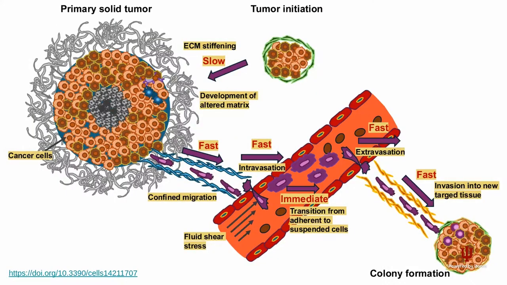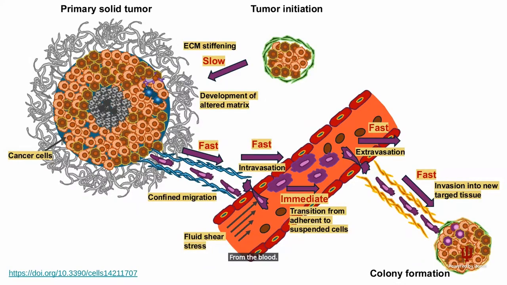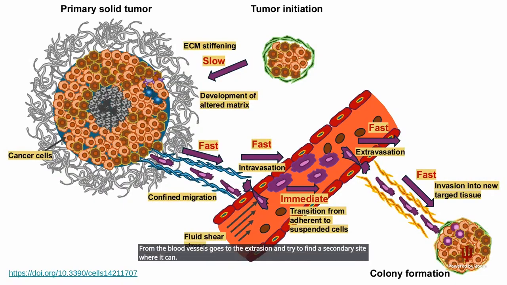Here we are generally explaining how a tumor starts to invade, starting from its primary site. It degrades the ECM, tries to go towards the blood vessels, and from the blood vessels goes to extravasation and tries to find a secondary site where it can colonize again. Our primary work is based only on this dynamics, where we are seeing how the interaction between ECM fibers and the boundary cells through the links can affect the invasion.